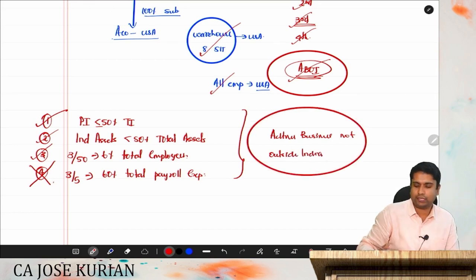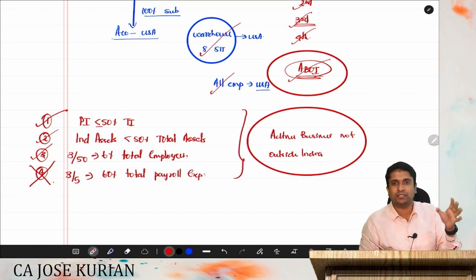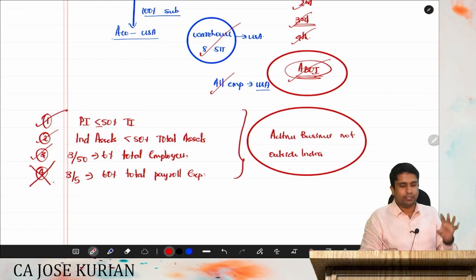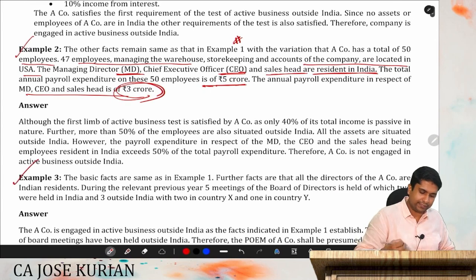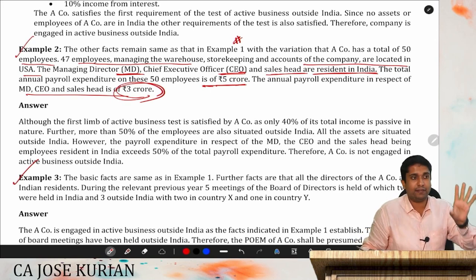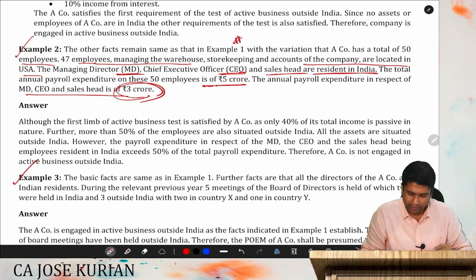All the following conditions have to be satisfied for concluding that active business is outside India. Here, the fourth condition is getting failed and hence active business is not outside India. Go to example 3. Basic facts are same as in example 1, so it is an extension of example 1.